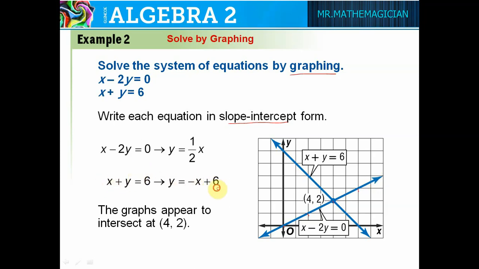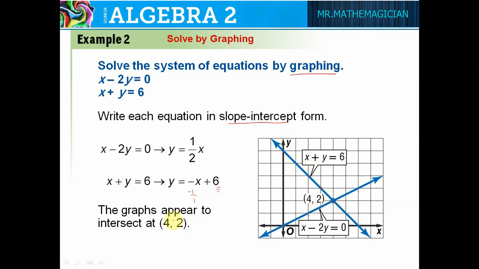It has y-intercept as 6, so we plot a point at 6 on the y-axis. And it has a slope of negative 1. This negative 1 means negative 1 over 1. So according to the rule rise over run, rise negative 1 means go down. Go down 1 unit and move to the right 1 unit. Down 1 to the right, down to the right, and so on. Then you join the line.